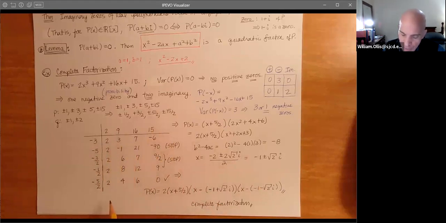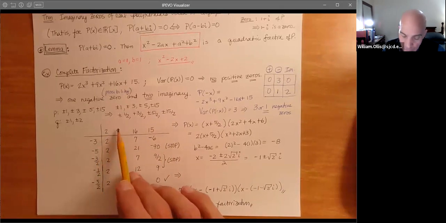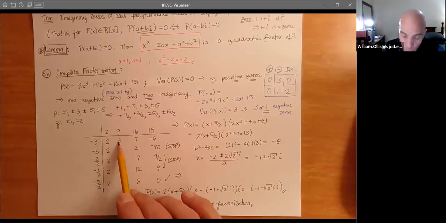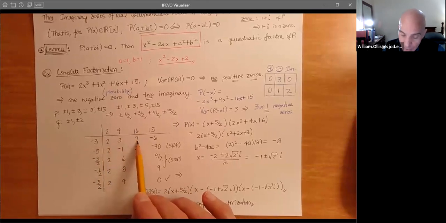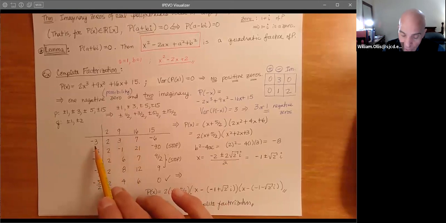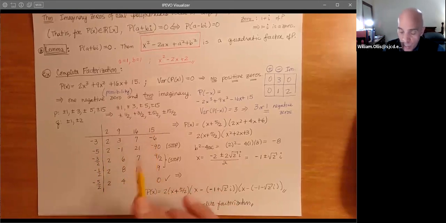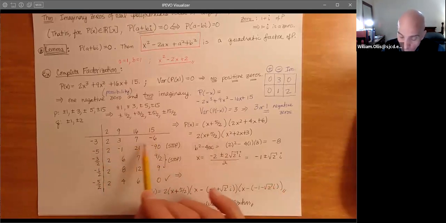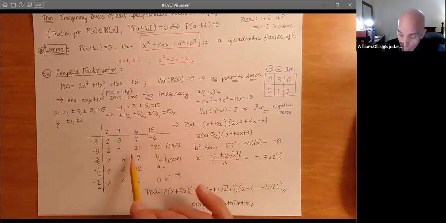Now, here's something that's interesting about this. When we try the -3, bring the 2 down, 2 times -3 is -6, plus 9 is 3. 3 times -3 is -9, plus 16 gives us 7. And then 7 times -3 is -21, plus 15 gives us -6. And so that didn't work. Okay, no big deal. So we didn't get alternating non-negative, non-positive. So let's try another one.